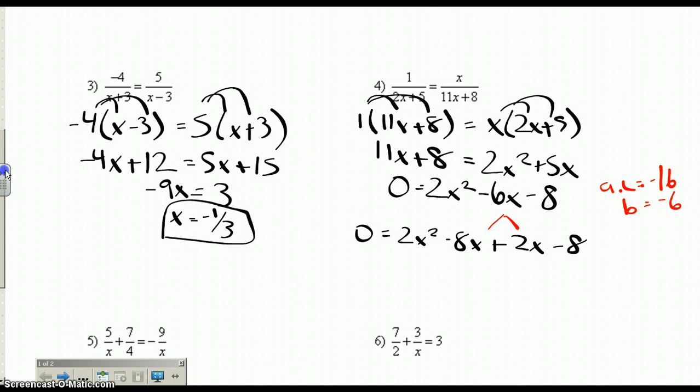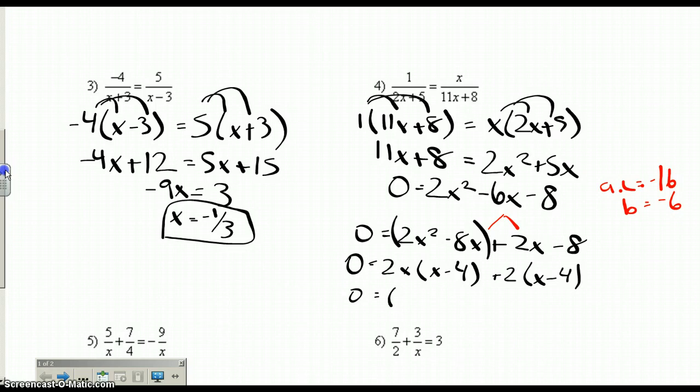And now I'm just going to group. Take out my GCF here, which is 2x. I'm left with x minus 4. Take out my GCF here, which is 2. Left with x minus 4. And now we get 0 equals (2x plus 2) times (x minus 4). Solve for your variables there. We get x equals 4 and x equals negative 1.